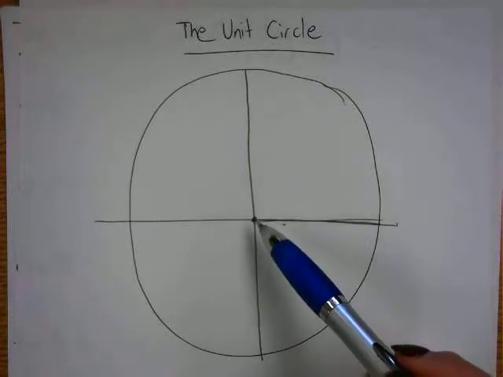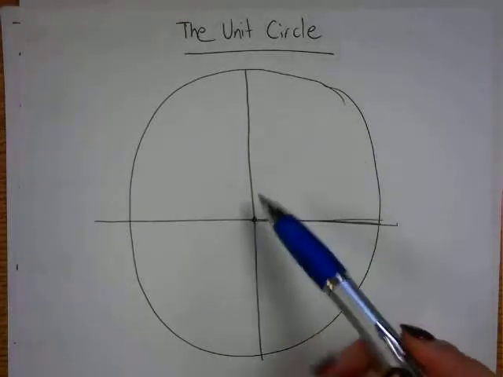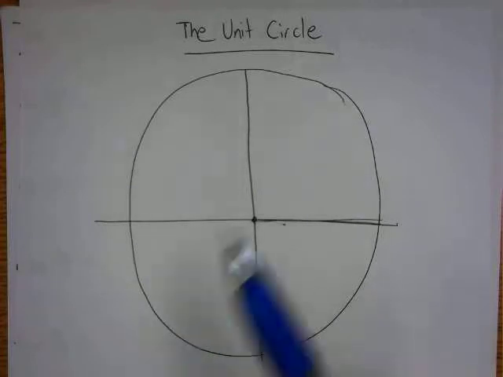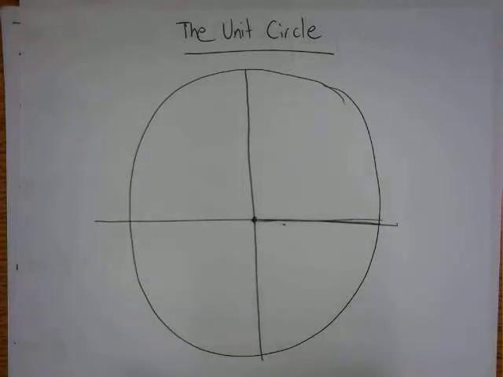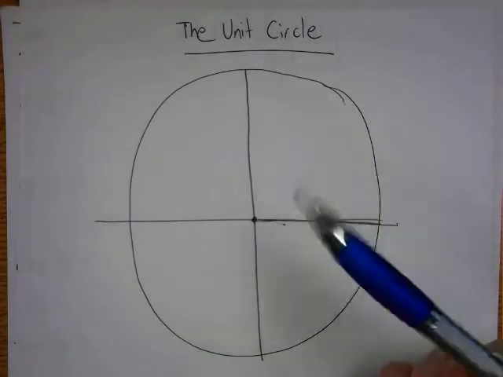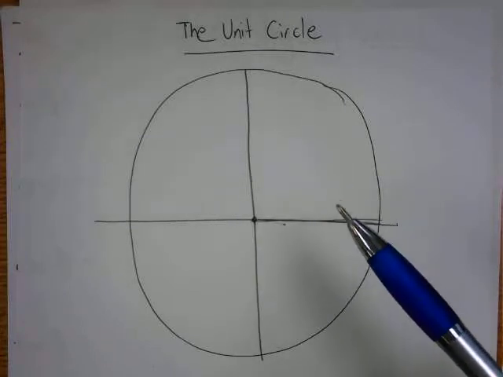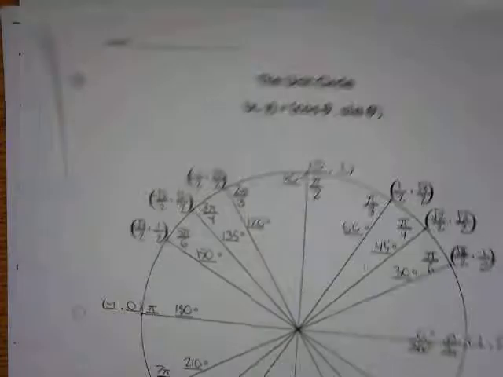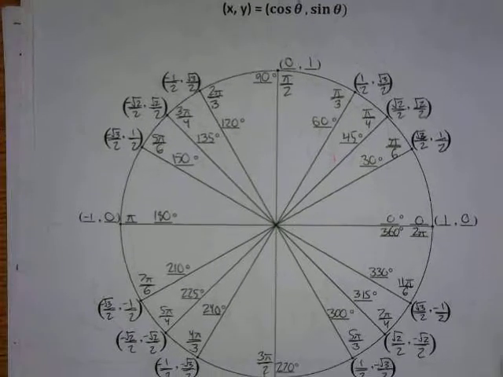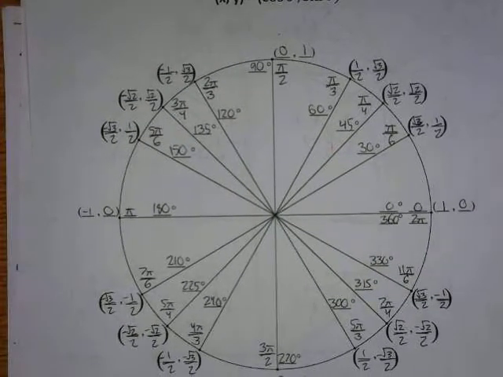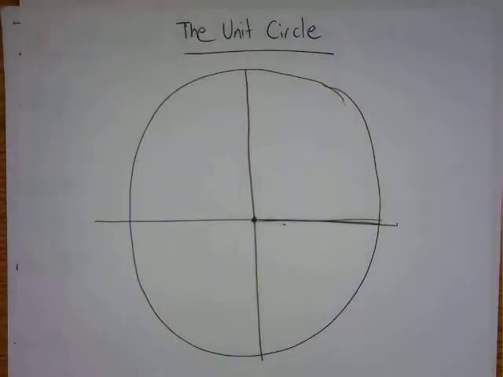And using special right triangles, we're going to identify a lot of key points around our unit circle. So I'm going to model how we find the point for one of the special right triangles, and then I'm going to use my completed unit circle to show some examples of how to use it to evaluate some trig functions at certain angles. So let's take a look.